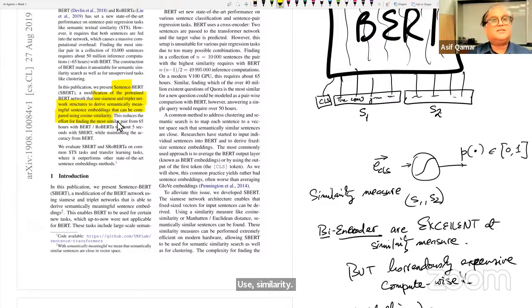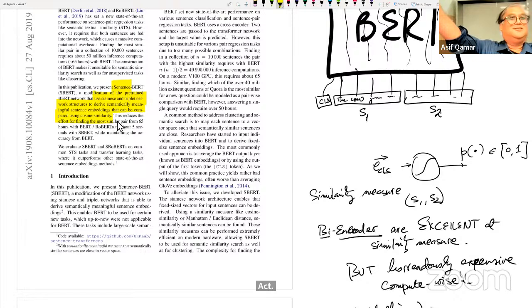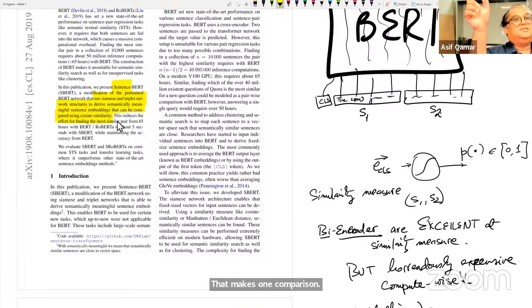So what is a Siamese network? Do you know what Siamese cats are? Or Siamese twins? Siamese twins, totally identical twins. So what it is saying is that we take triplets. What were the triplets? Take a sentence, take a similar sentence, and take a random sentence. That makes a triplet. Siamese means compare the sentence to the similar one. That makes one comparison. Make a comparison between the sentence and the random one, right?